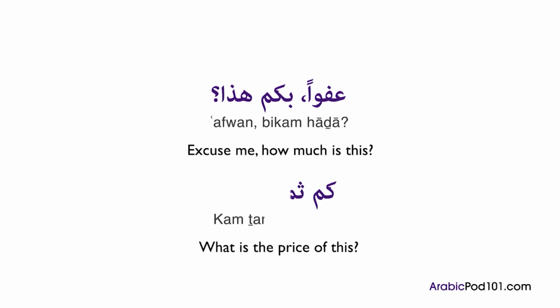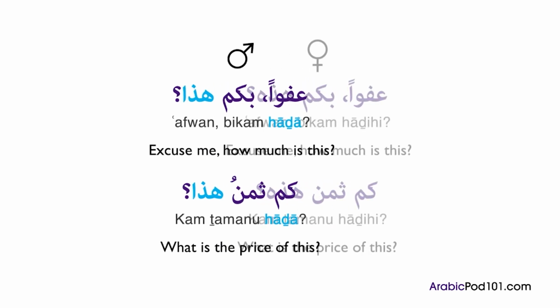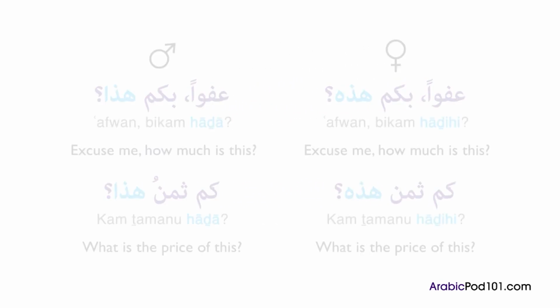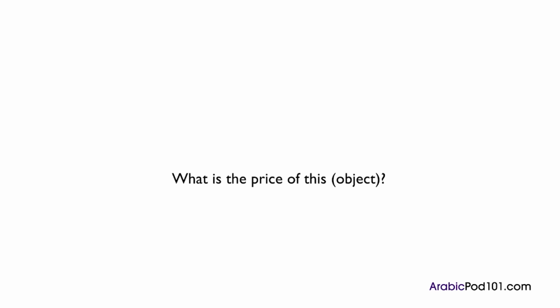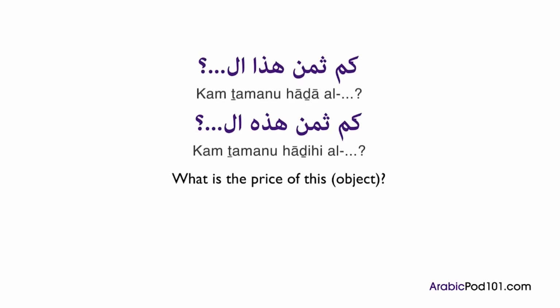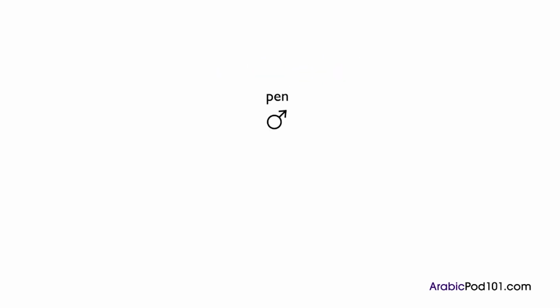Or, كم ثمن هذا? Next, if we are specifying what the object is, we need to know if the object is feminine or masculine. If it is masculine, keep هذا when referring to it. And if it is feminine, use هذه. Then, if you would like to specify the name of the object, you first say el, which is like the, and then say the noun. For example, pen is masculine.